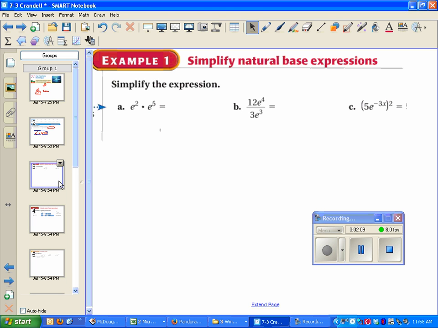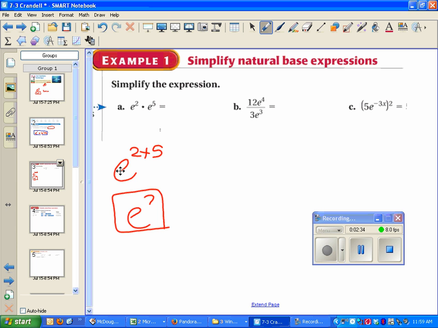So what we're going to do is just simplify. Right now the bases are being multiplied, which means we're going to add the exponents, and so we just get e to the 7th for part A. For part B, go ahead and see if you can do that all by your lonesome. Pause.